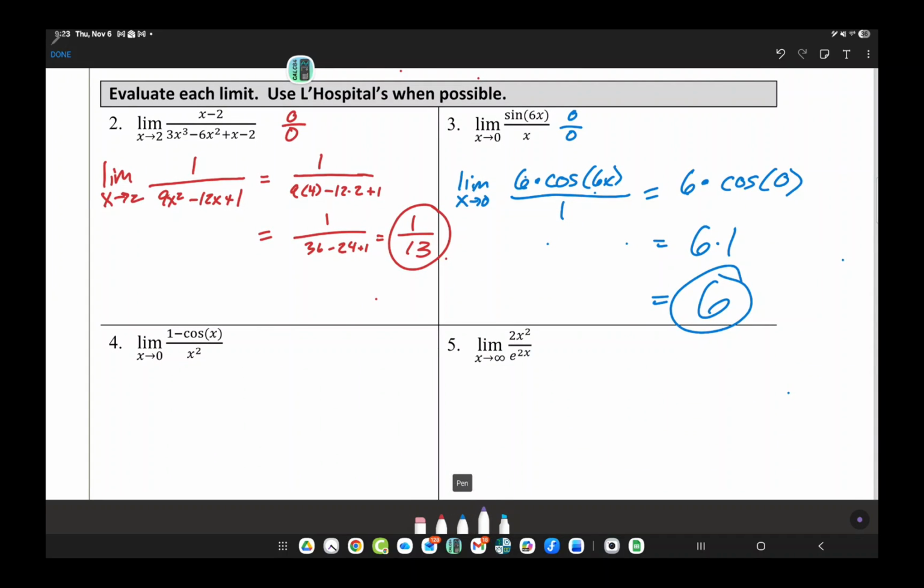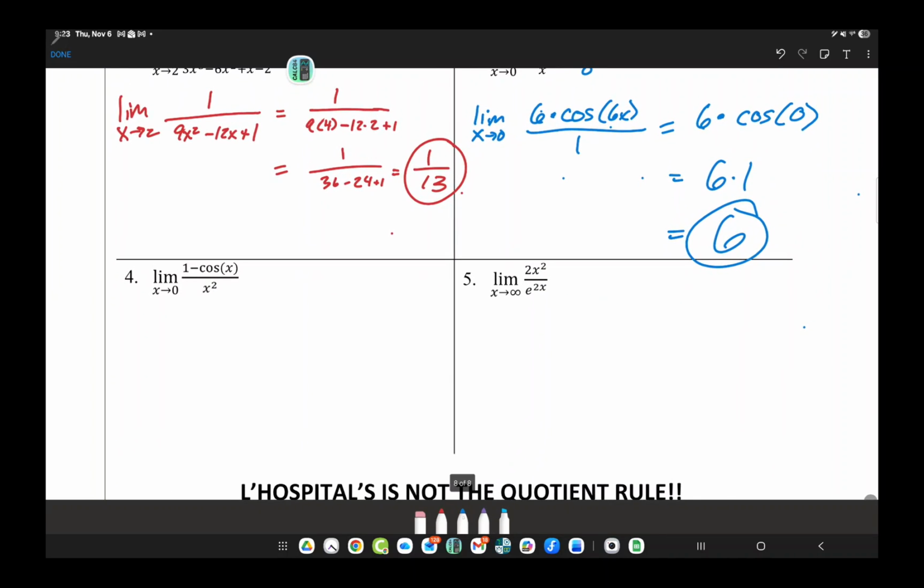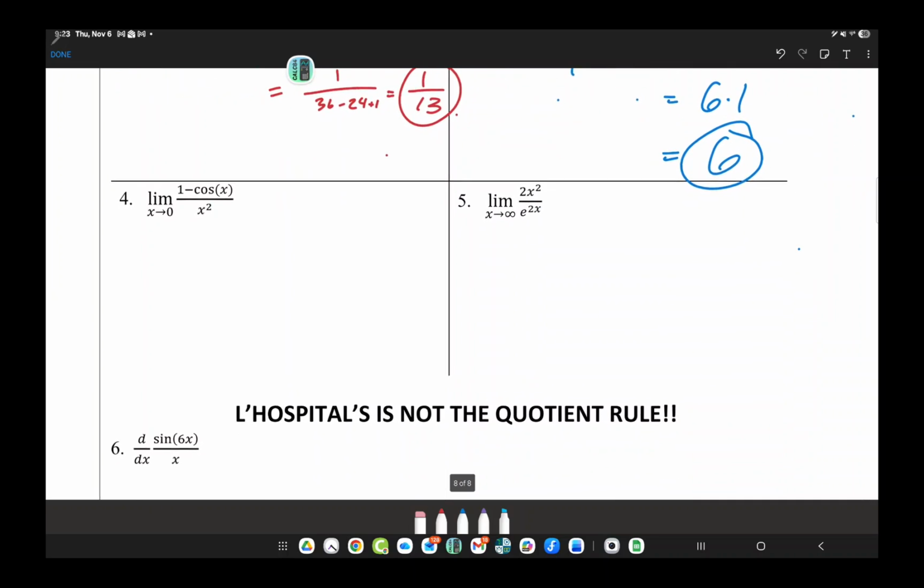We doing okay? Most people generally tend to like L'Hopital's rule. And I get a big thing: L'Hopital's is not quotient rule.